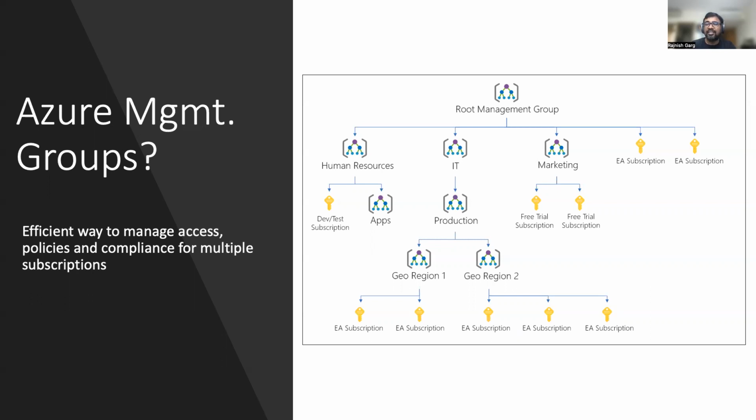Again, at the root side, you will have a root management group. Below that, you can create multiple management groups per business unit. Here, if you look at the screenshot, you can see Human Resources, IT, and Marketing. That's how you can categorize it. Below Human Resources, you can have multiple subscriptions, or you can have another management group as well. So it is quite flexible.